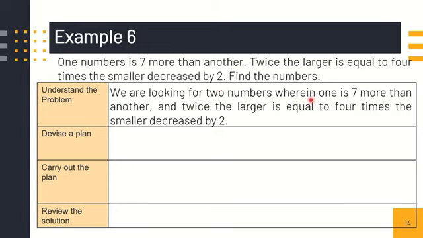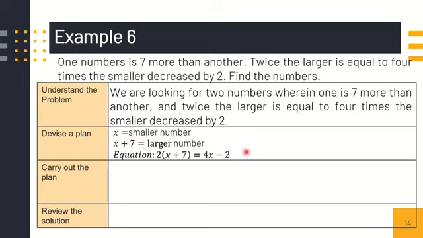We're looking for two numbers wherein one is 7 more than another and twice the larger is equal to 4 times the smaller decreased by 2. So, we can represent x as the smaller number. And then, x plus 7 is the larger number. Okay, so we can represent that. So, we can use this equation. Sabi daw, ano sabi dito? 7 more than another and twice the larger. Ito yung twice, yung 2.